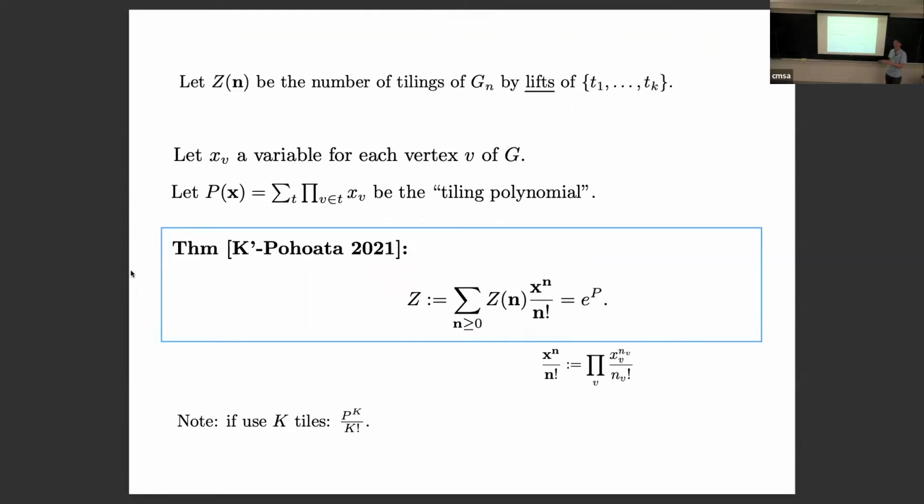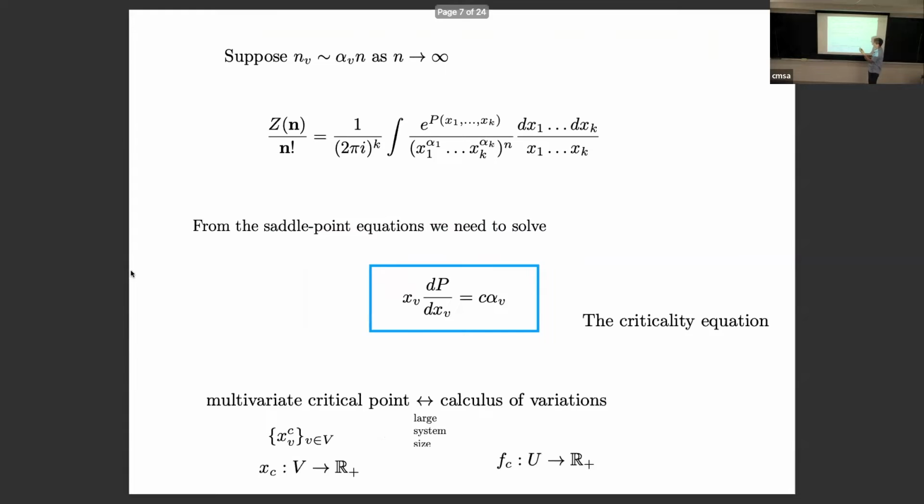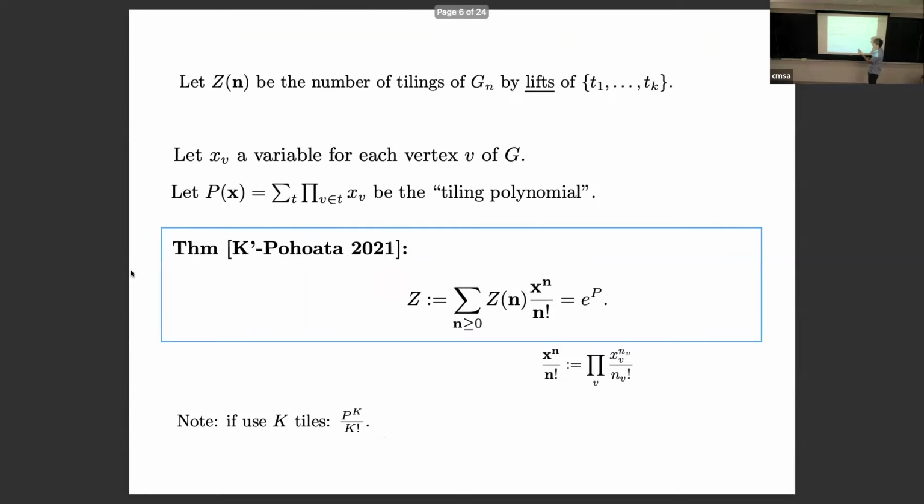Okay. Well, there's a very simple weight formula, which is a generating function for the set of dimer covers. So let's let Z boldface n be the number of dimer covers of the blow-up graph. Here I said tilings, but I mean dimer covers by the lifts of the.